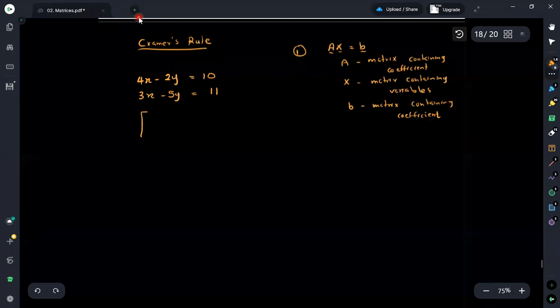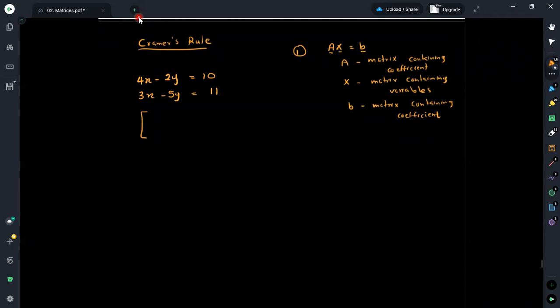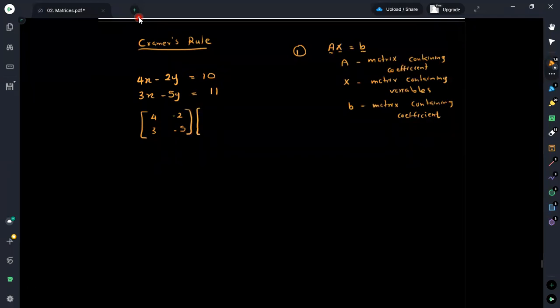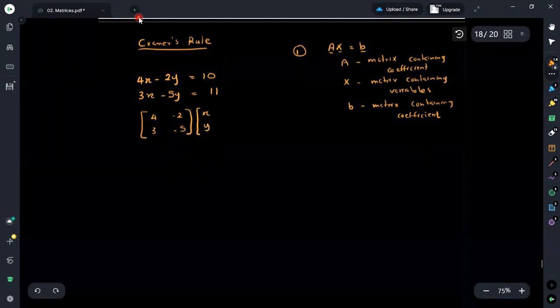First I need to include all the coefficients in this matrix. Therefore, A equals 4, minus 2, 3, and minus 5. Then the matrix containing the variables: the first variable is x and the second variable is y. Then this equals a column matrix containing the constant terms, which is 10 and 11.